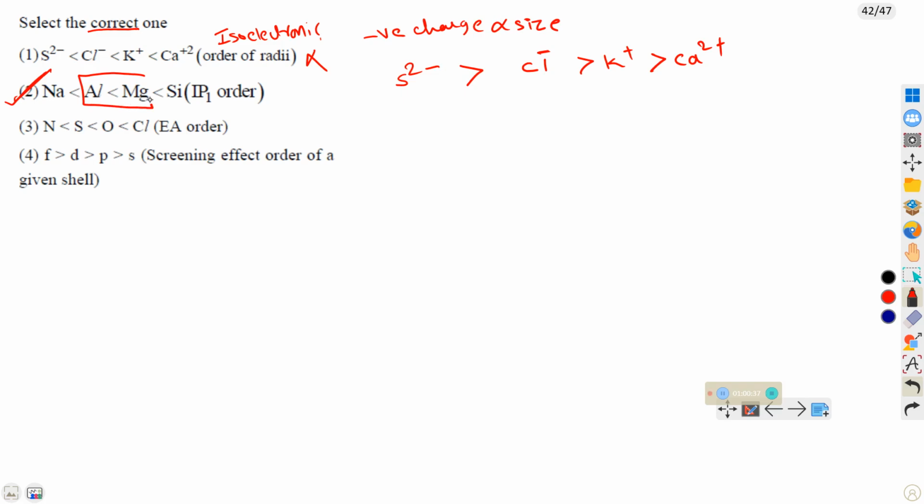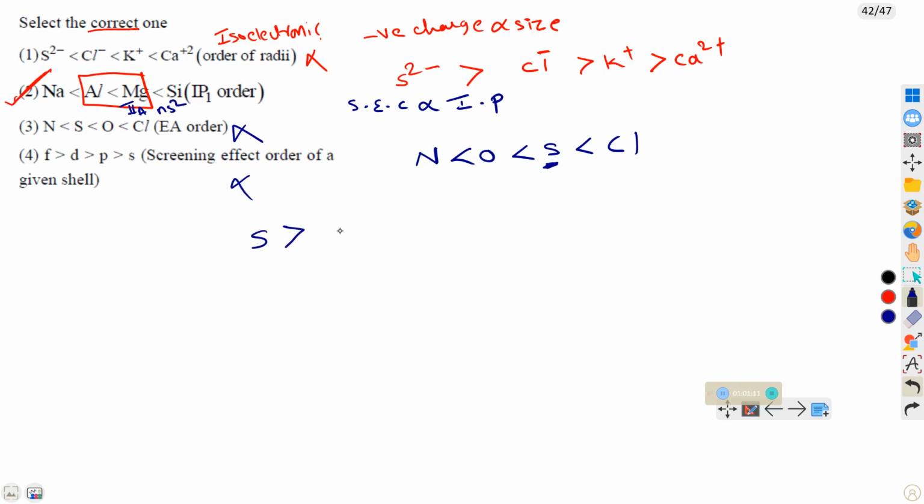Aluminium less than magnesium, because magnesium belongs to group 2A, ns2 configuration, stable electronic configuration, directly proportional to ionization potential. Electron affinity order, the given order is wrong. The correct order is nitrogen less than oxygen less than sulfur less than chlorine. In every group, the second element's electron affinity is more compared with the first element. Screening effect order is also wrong: s greater than p greater than d greater than f.